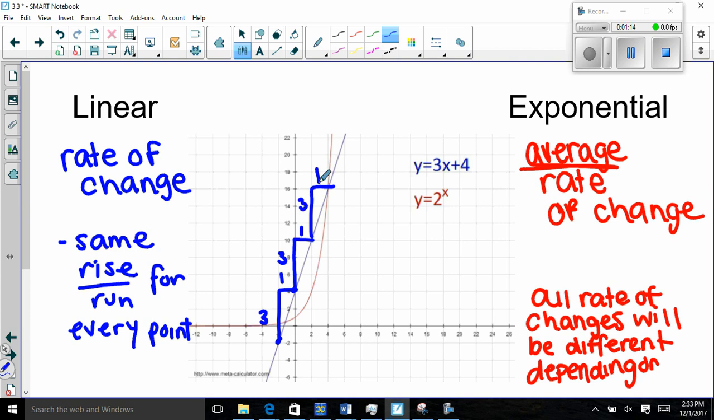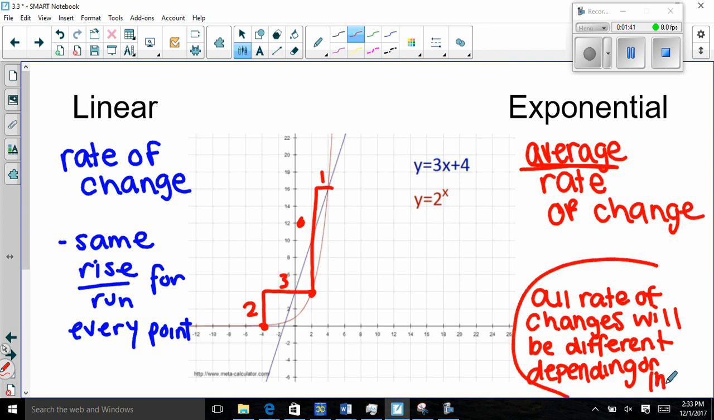Now, for exponential, it's different, because you can see the red one with the exponential function, depending on which interval I choose, that slope, so 2 over 3, is a lot different than this slope, which is 6 over 1. So our rate of change will be different depending on the interval that's being asked. And I'll show you what that will look like in a few minutes. But when they ask for the average rate of change for exponential, it has to be the average rate of change, because it's not the same rate of change all through the function.